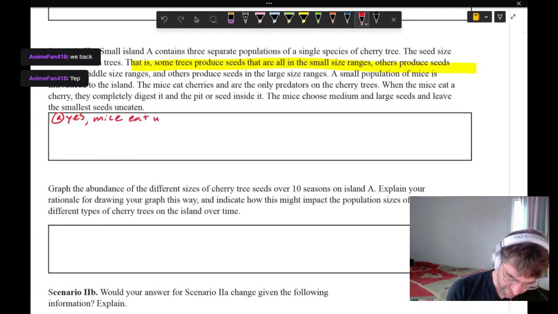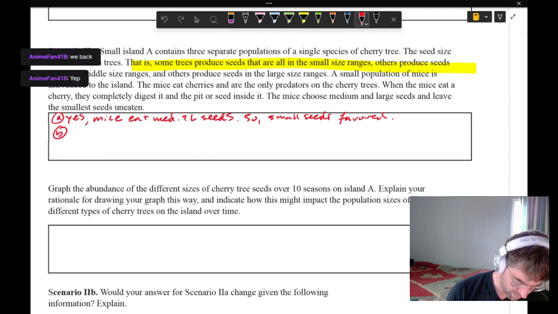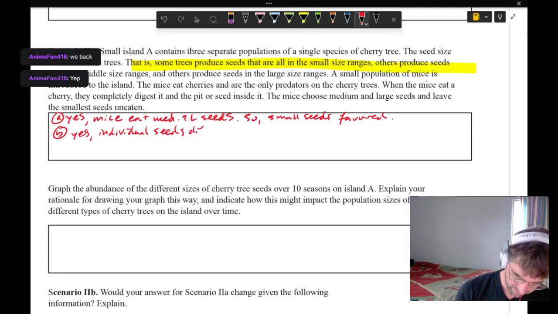Mice eat medium and large seeds, so small seeds are favored. B, is there a difference in fitness? Answer is yes. Individual seeds differ in fitness.